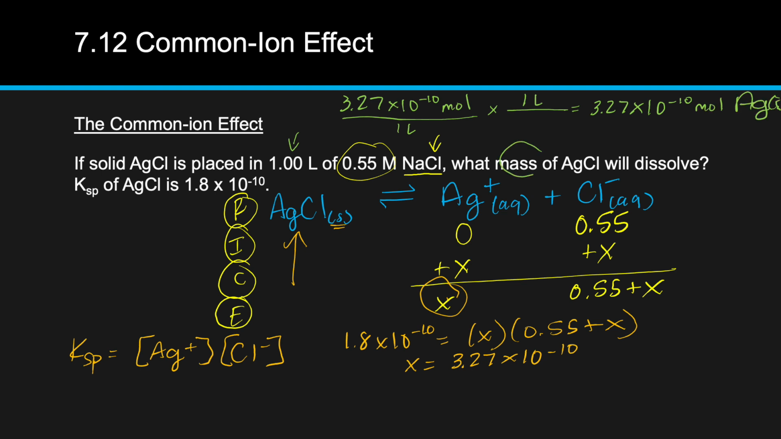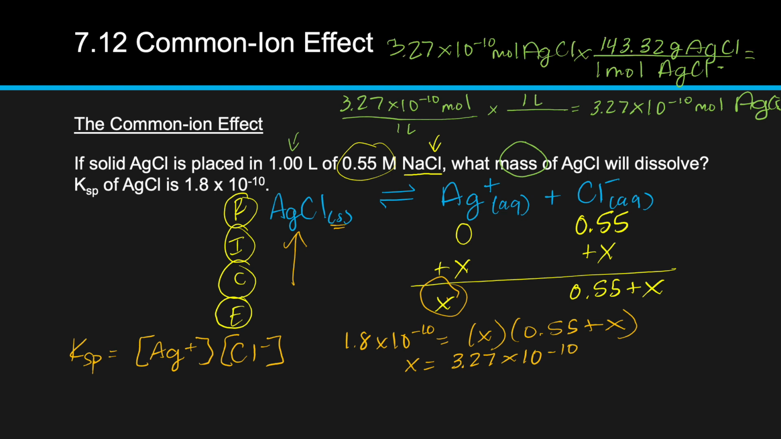My question is asking for mass, so I have to do one more step, and I have to convert this into mass by multiplying by the molar mass. And that gives me, with the correct number of sig figs, which is 2, 4.7 times 10 to the negative 8th grams of AgCl dissolved.